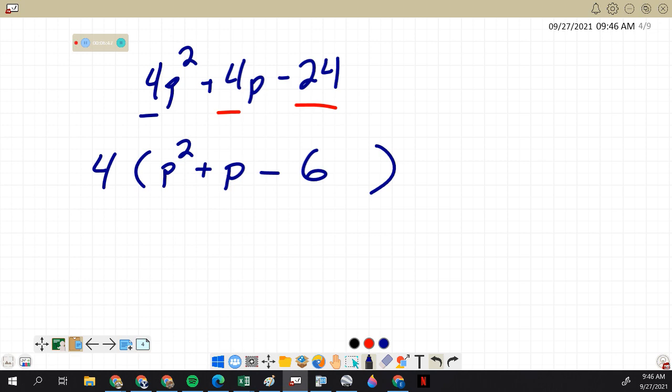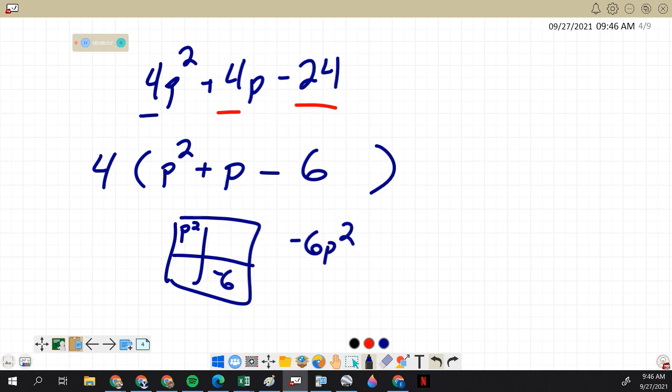Now let's factor the remaining quadratic. P squared and negative 6. Oops. Yeah, hang on. It'll make sense. You're right. It'll make sense here in a second. Are there factors of negative 6 that add to be 1? Negative 2 and 3. So I put in negative 2p and 3p.